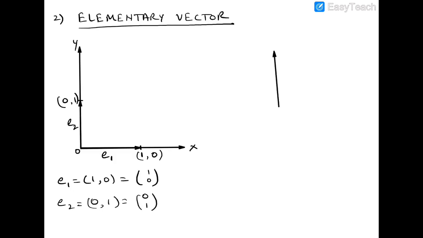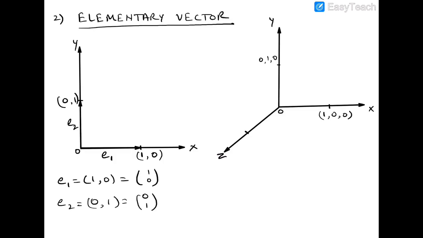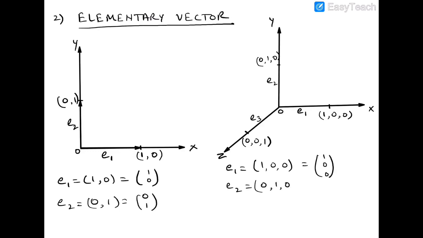Now in 3D space with x, y and z axes, coordinates at unit length along the x, y and z axes are 1, 0, 0, 0, 1, 0 and 0, 0, 1. So E1, E2, E3 are the vectors along the x, y and z axes respectively, where E1 is equal to 1, 0, 0, or 1, 0, 0 vertically. Similarly, E2 is equal to 0, 1, 0, and E3 is 0, 0, 1.